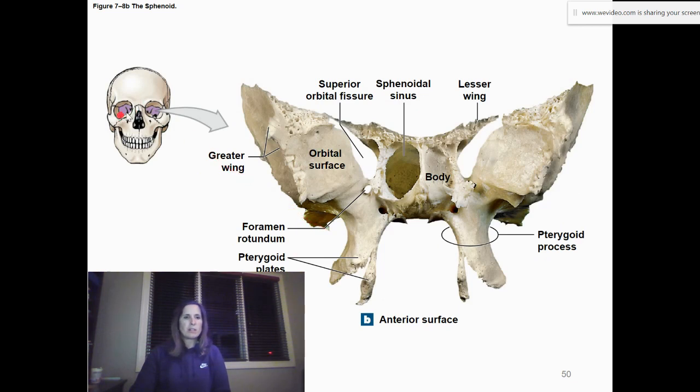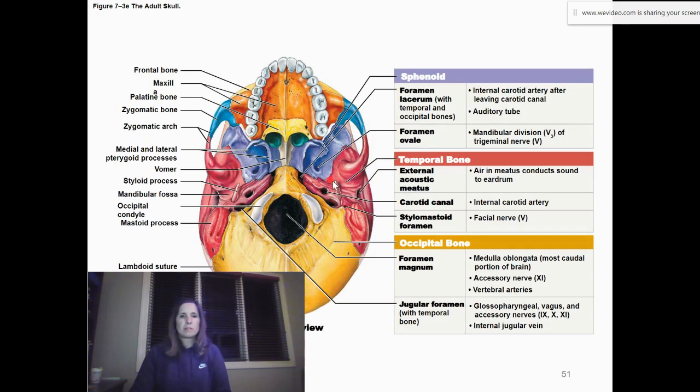You can see here, if you're looking in the orbit of the skull, what it looks like. So here's that purple again. Like I said, it looks like a bat. Looking from the inferior view.